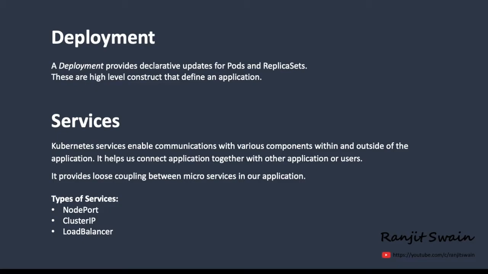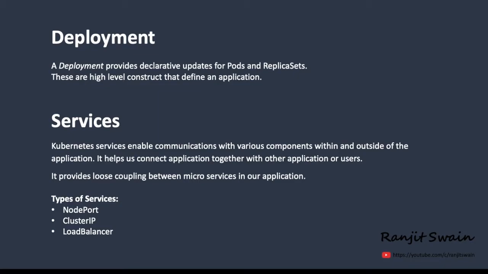Similarly, Kubernetes services enable communication with various components within and outside of the application. It helps us connect applications together with other applications or users. It provides loose coupling between microservices in our application. So once we create the container or the pod, how do we connect to those containers or pods from the outside world, from the browser, from the internet, to reach our applications running inside the container in the pod?